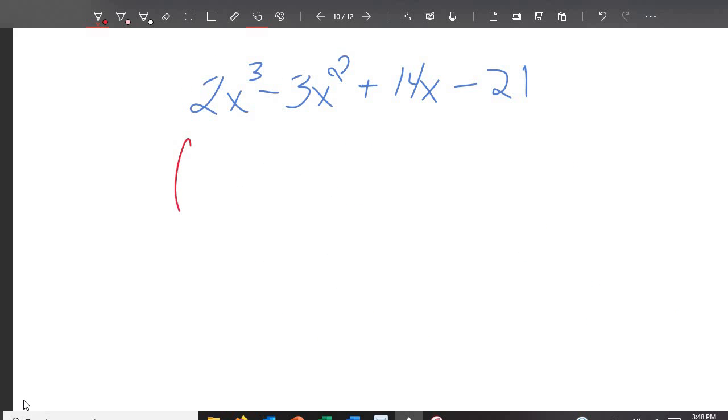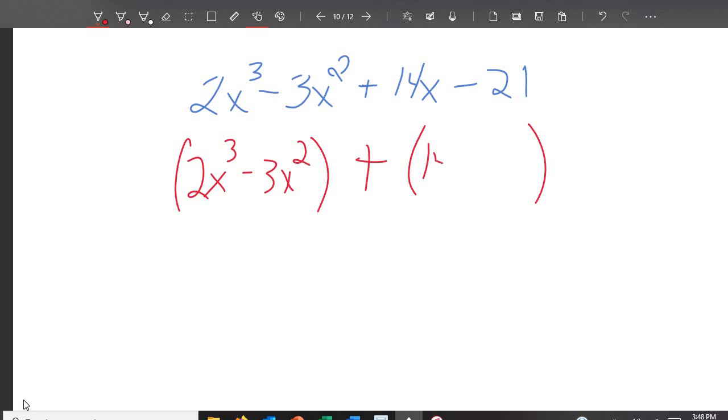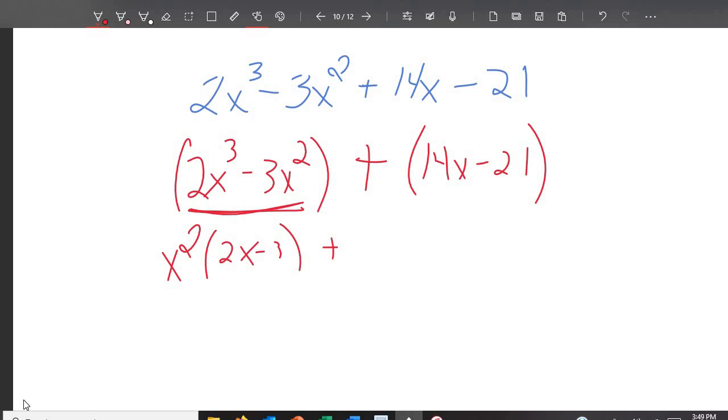Right, let's do another one with a plus sign in the middle. 2x cubed minus 3x squared, 14x minus 21 on this side. Here, we're going to factor out the x squared. Now this one, both of those numbers are divisible by 7, so we're going to factor out a 7. And when we divide by 7, we'll get 2x minus 3.